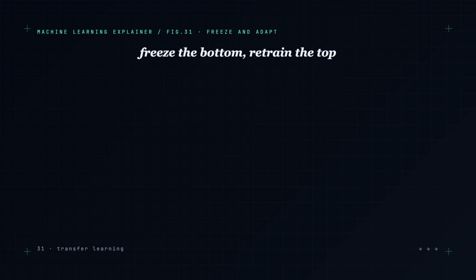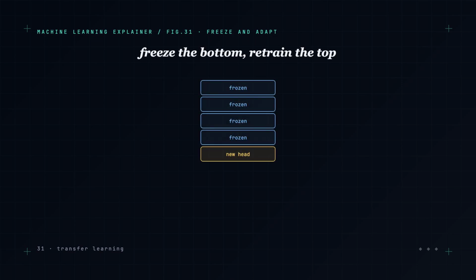A common recipe: freeze the early layers, keep their general features intact, and retrain only the last few, plus a fresh output head for your task. The bottom of the network already knows how to see or read. You're just teaching the top what to do with that knowledge. Less to train means faster, with far less data.